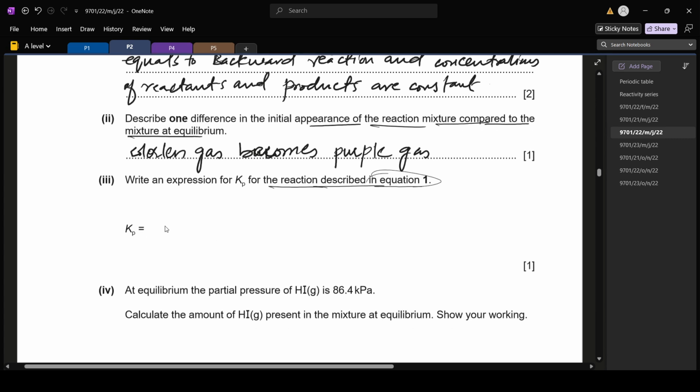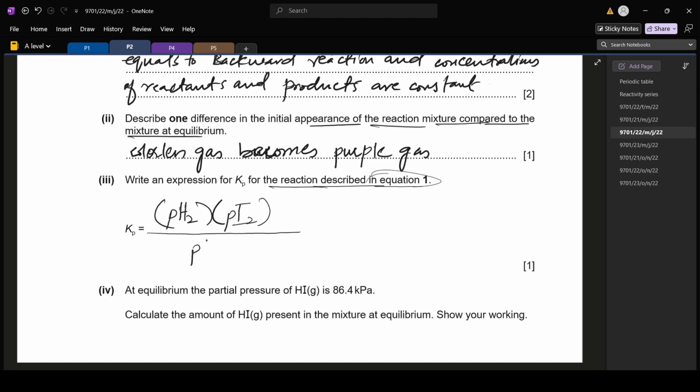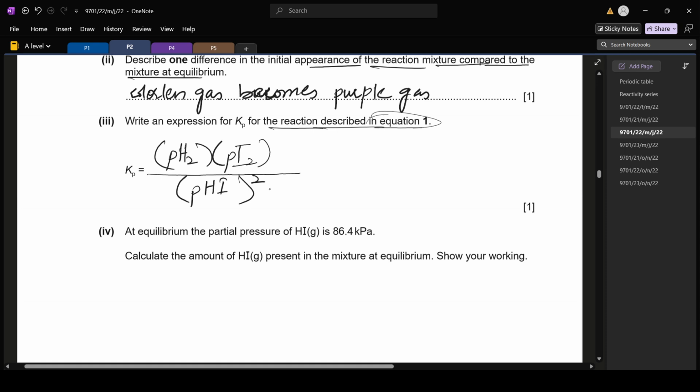Yes, so here, partial pressure of hydrogen multiplied by partial pressure of iodine, divided by partial pressure of hydrogen iodide, and it will have a square because there are 2 moles of hydrogen iodide, so the moles will be in power in the Kp equation. Okay, so this is the expression for the reaction in equation 1.